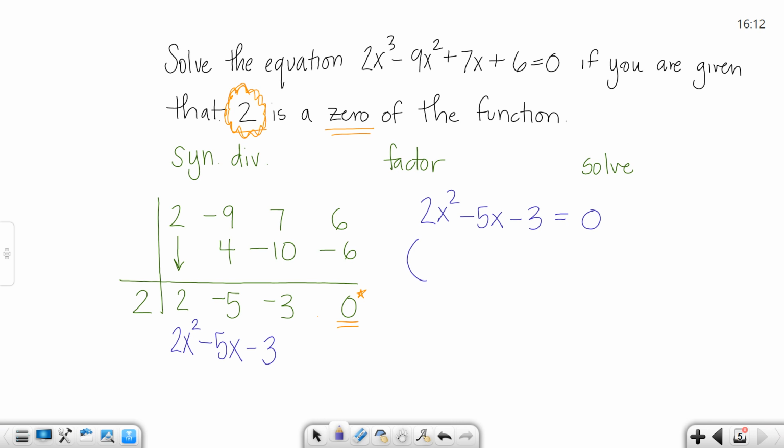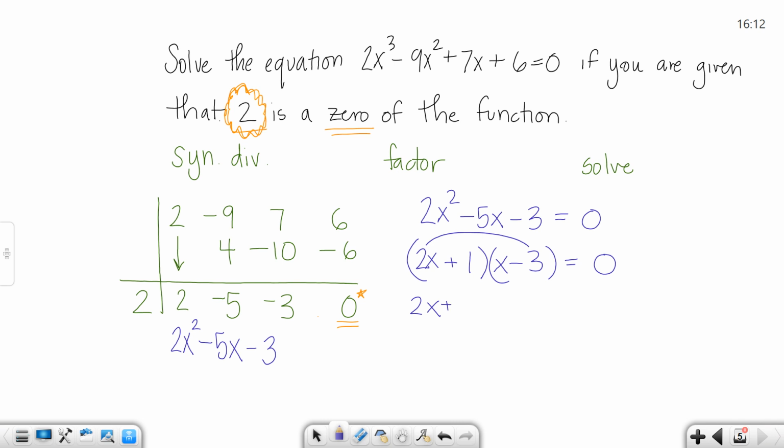I'm going to factor mine by trial and error, but you may also want to use bottoms up if you prefer. My factors of 2x squared are going to be 2x and x. The factors of 3 that I'm going to use are 1 and 3. This would give me 6, so I need that to be negative, and this one positive. Now for those of you using bottoms up, you would bring the 2 to the back, and that would give you x squared minus 5x minus 6, and then you could factor it using the bottoms up method.